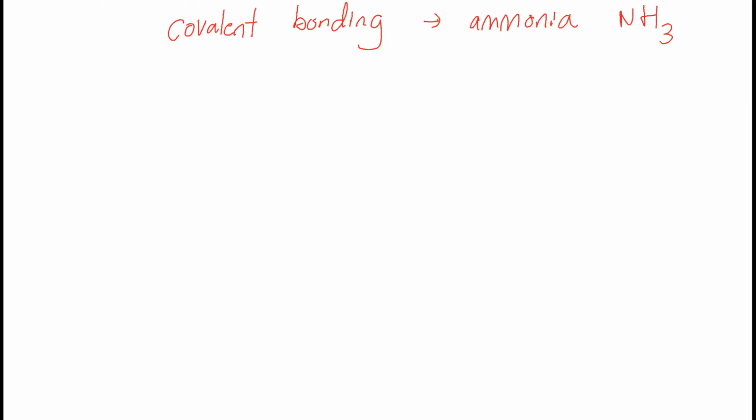Hi everyone, let us now study the covalent bonding in an ammonia molecule. The central atom in this case will be the nitrogen atom. So the nitrogen atom has a proton number of 7, which translates to an electronic structure of 2, 5. So to become a stable noble gas octet, nitrogen needs 3 more electrons.